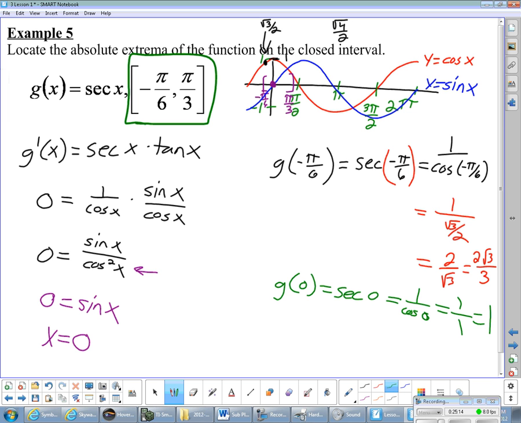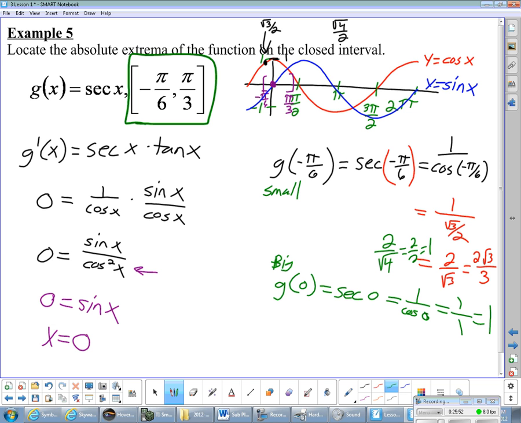All right, and secant of 0, this might be a little confusing. Is that bigger or smaller than 2 times the square root of 3 over 3? Well, look backwards and think of it this way. 2 over the square root of 4, and square root of 4 is bigger than square root of 3, would be the same as 2 over 2, which is 1. And so that right here, 1 is going to be bigger than g of negative pi over 6. So this is the biggest so far, and this is the smallest up here so far.